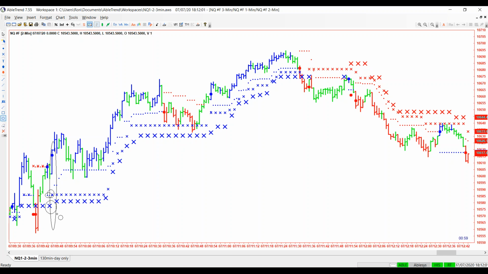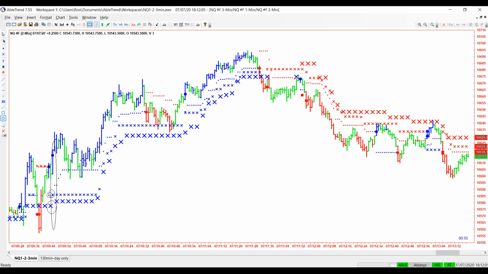This is a mini NASDAQ 1 minute, 2 minute, 3 minute chart. But the price bars are all 1 minute. The signals are all 1 minute. It can't go lower than 1. This is a 1 minute chart. I've added 2 minute support and 3 minute support, and that's all the red and blue dots and X's.